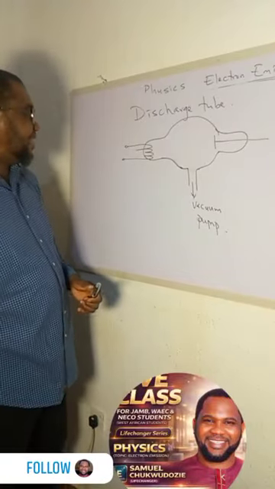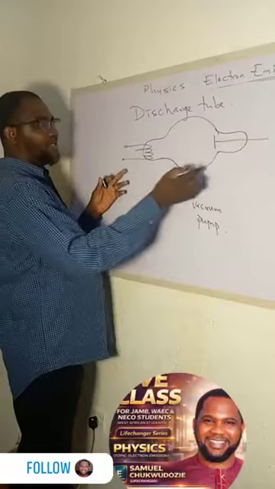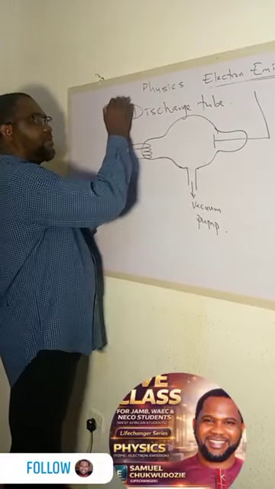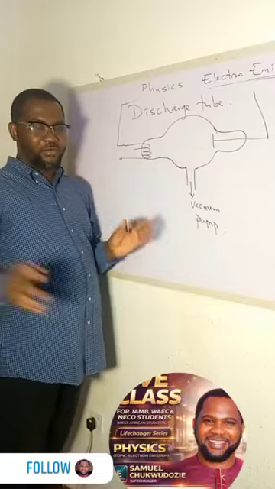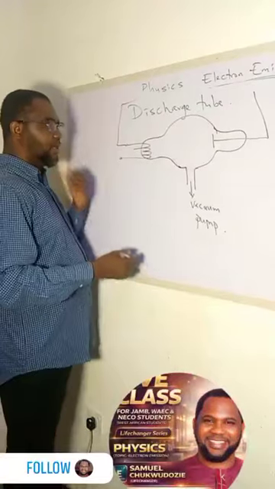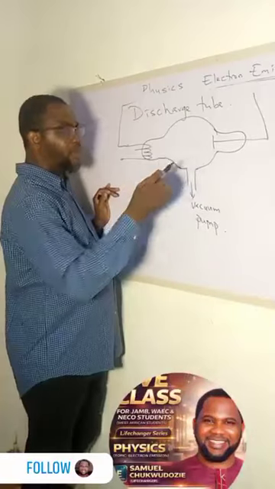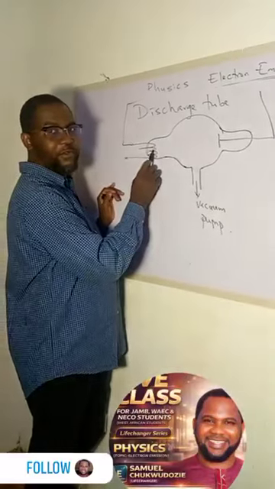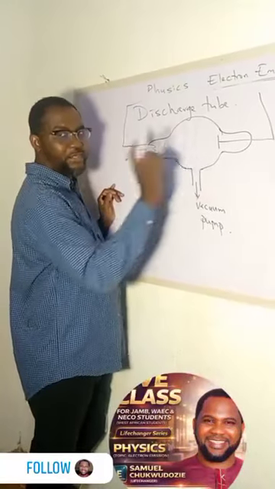Okay, so now, there's definitely a connection between the cathode and the anode. By the way, that's how the heat is generated. So once an electron is emitted, electrons move from the cathode to the anode. Don't forget that.